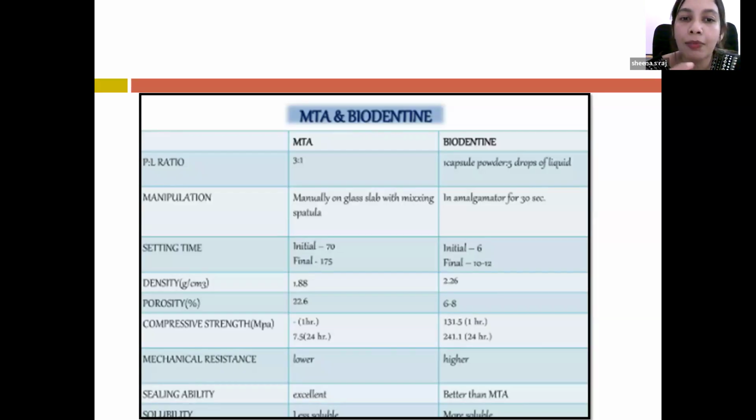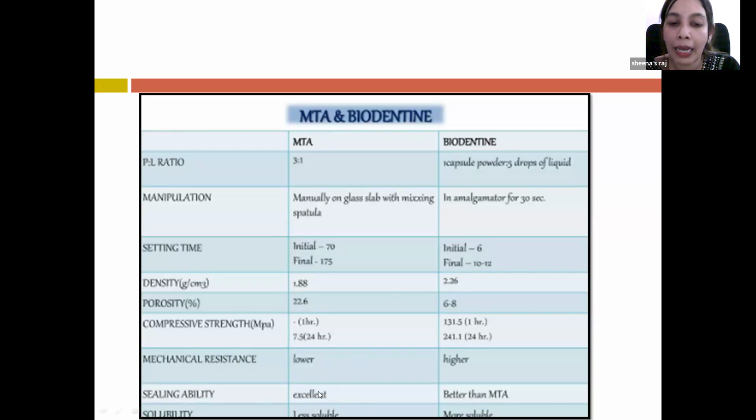An important thing is the setting time. MTA takes too long, about 175 minutes, that means about 3 hours to set. But in the case of biodentine, it takes only 10 to 12 minutes, which is very little compared to MTA. So that will be very reasonable for us to use biodentine. Density is 1.8, and porosity is 22.6 when compared to biodentine.